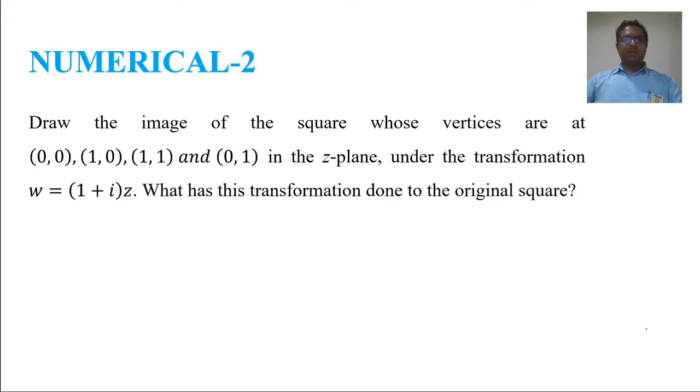Here is the second numerical of the lecture. In the second numerical, the given transformation is w is equal to 1 plus i into z, and you have to find the image of the square whose vertices are (0, 0), (1, 0), (1, 1) and (0, 1). So let us start the solution of the second numerical.